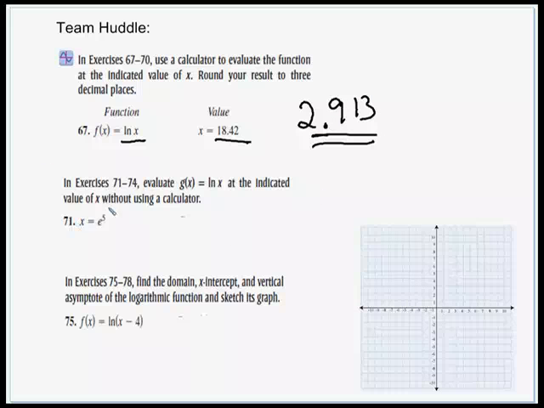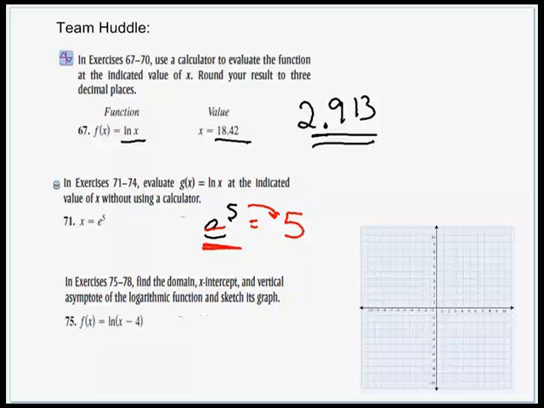For 71, evaluate g of x equals the ln of x at the given function, so we want to take the ln of x when x is equal to e to the 5th. Well, let's see. The natural log and the exponential are inverses. They cancel each other out. So our answer is 5.